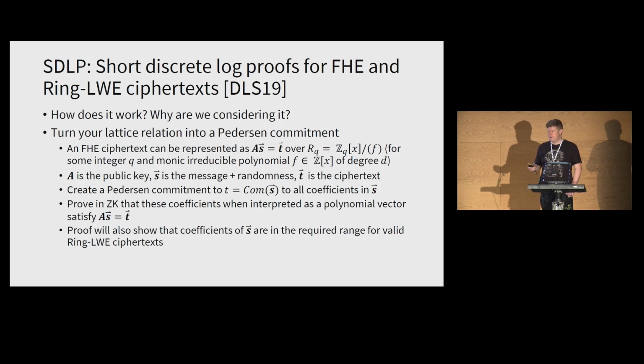The prover then decomposes the coefficients in their polynomials into binary to show that they are sufficiently small. This is going to show that you're not making a ciphertext with an immense amount of noise that won't decrypt properly. Then the prover has to make a commitment to it, a Pedersen commitment, and shows in zero knowledge that their witness indeed satisfies this AS = T relation.